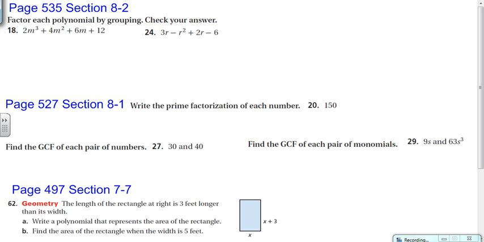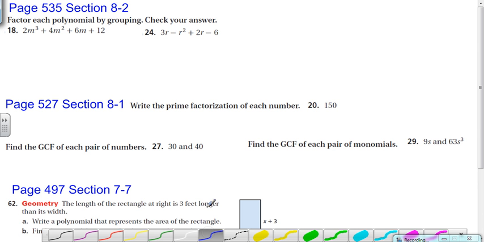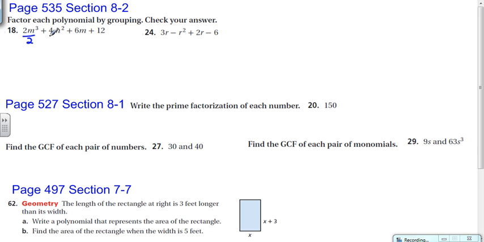You have to factor the polynomial by grouping and check your answer. Well, the reason I'm going to group is because I have 4 terms. But before I start grouping this, I notice that 2, 4, 6, and 12 all have a common factor of 2. So the first thing you do on any factoring problem is you divide out any common factor. So I'm going to divide out the 2.